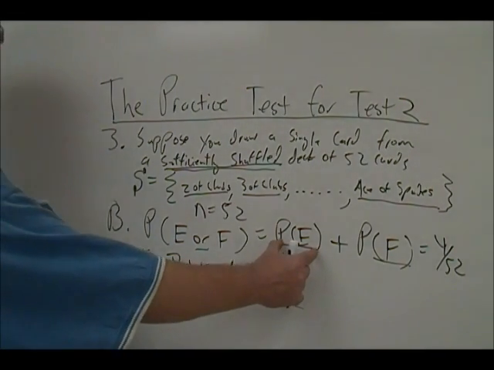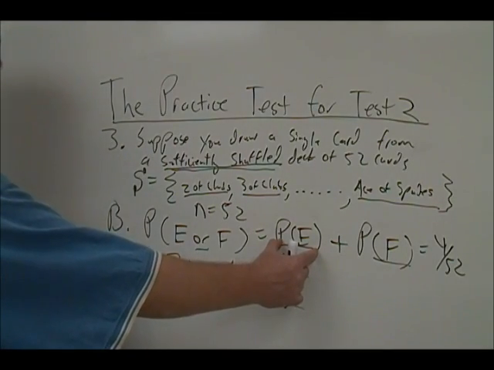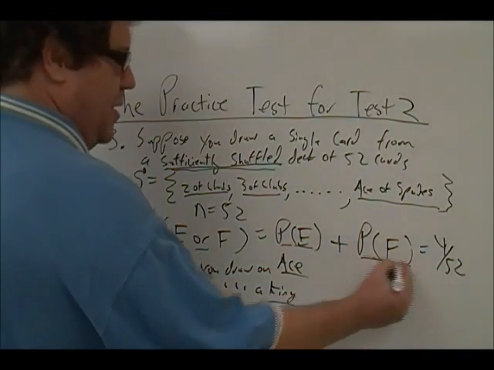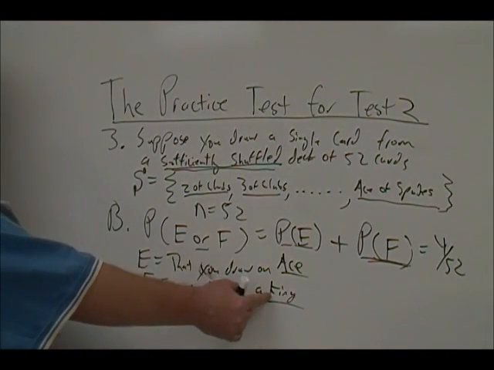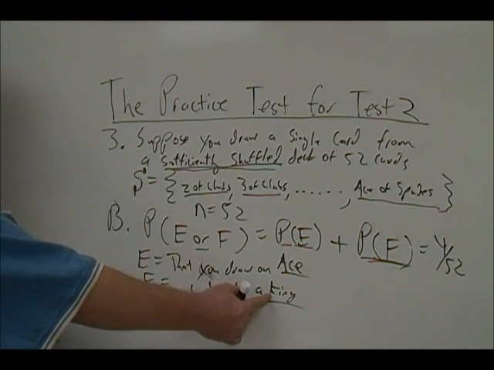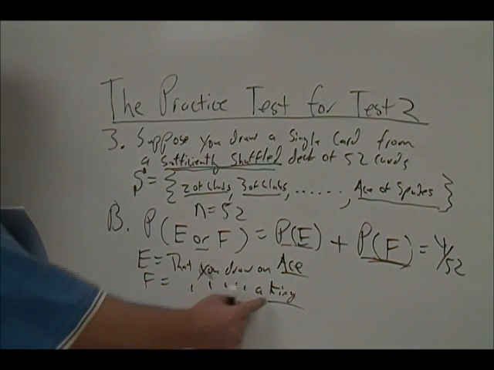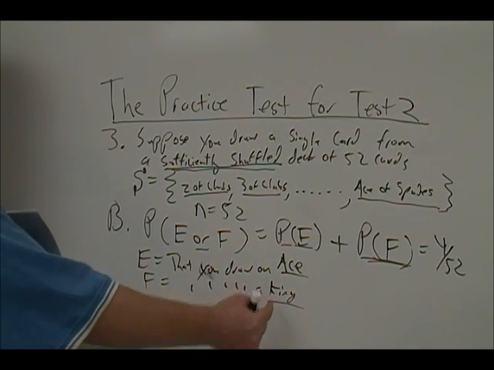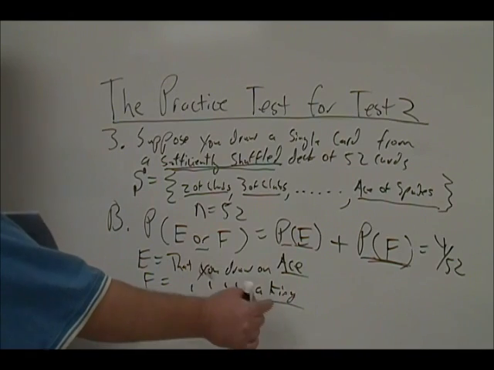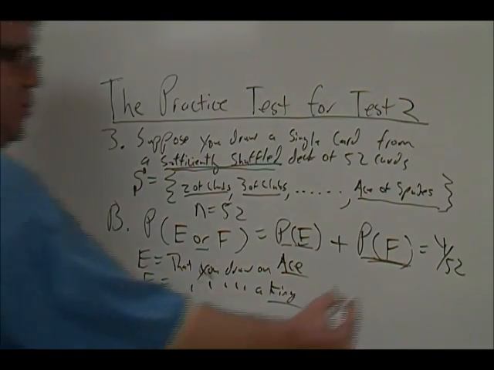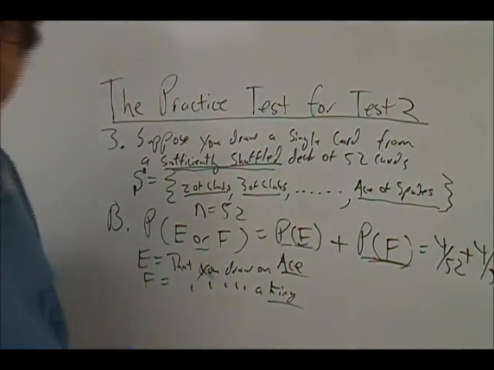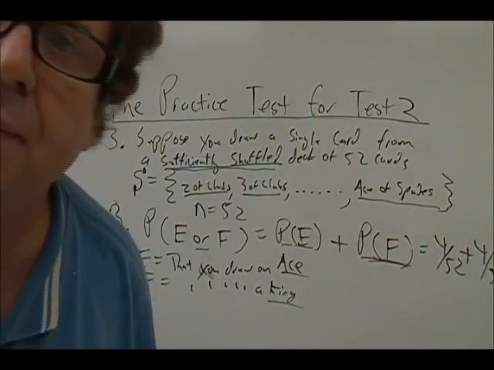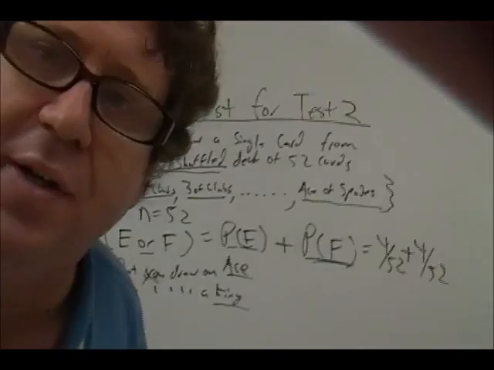So the probability of getting an ace is 4 over 52, and then plus the probability that you'll draw a king. Well, there's also 4 kings in a deck of cards. So for the probability of drawing a king, you would get what? Also, you'd get 4 over 52. 4 kings divided by 52 cards. So the answer is 4 over 52 plus 4 over 52.